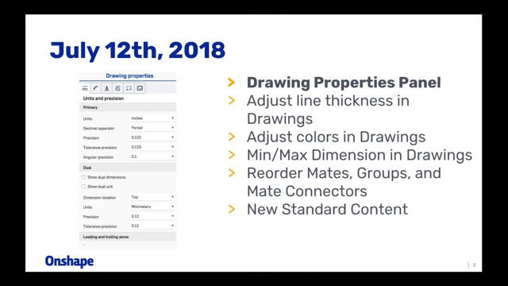So standard content was something that we added a little over 6 months ago now, and we've constantly been adding new pieces of hardware to it. And for those not familiar, standard content is just a library of nuts and bolts and washers and so on that makes it easy to insert into the assembly. What we've added with this update, the July 12th update, is the DIN standard and a bunch of hardware that comes with it. So that's the improvement that I want to mention.